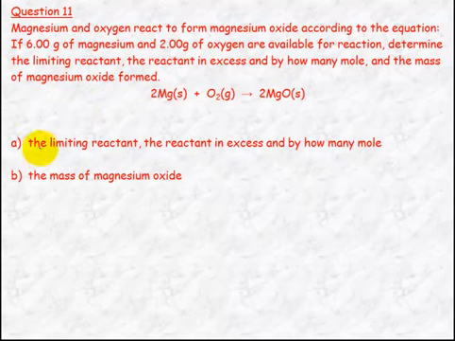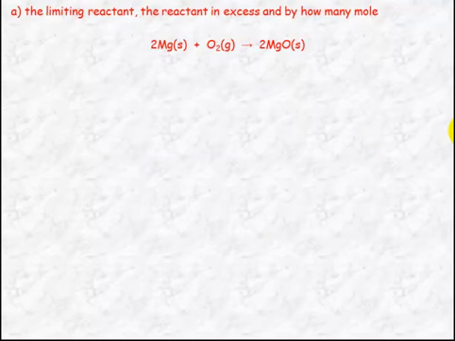And what I've done down here is I've broken down the question for you, because the first thing you need to figure out is what the question's asking. So part A is working out the limiting reactant, the reactant in excess, and by how many mole. Part B is asking you for the mass of magnesium oxide. Okay, so let's see where we'd go on this. Let's work out part A first.